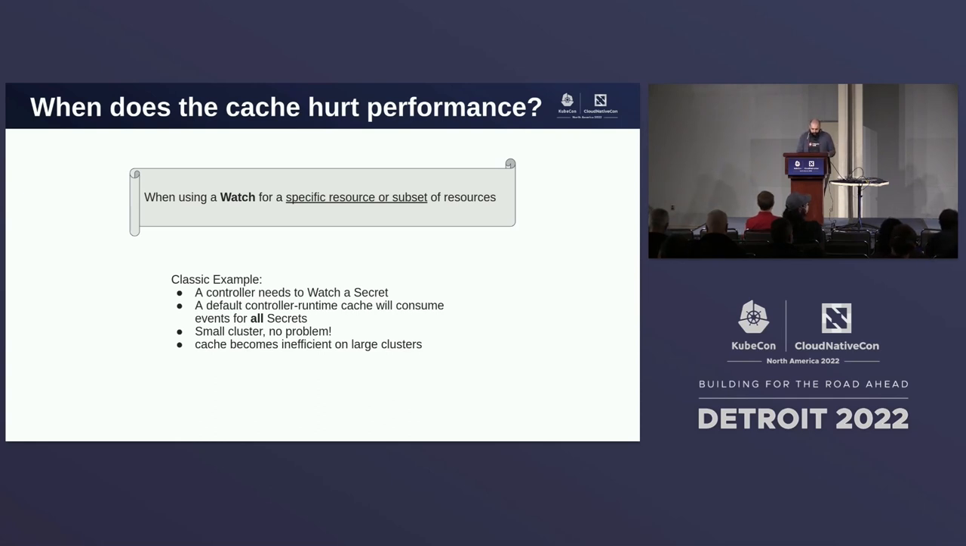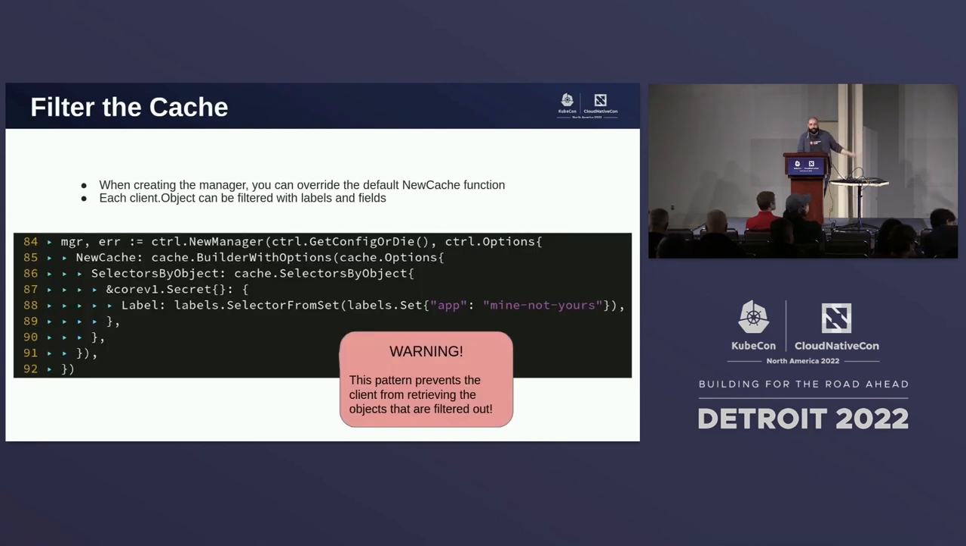So how do we avoid this? Using the controller runtime, we can now add selectors by object when we are establishing the cache. And what this does is it filters out those events from ever making it into the cache. Now, I've got this big in red here so that you will not accidentally do this. It's a big gotcha. Those events don't exist to your operator. So in this case, we're only watching my secret, not yours. So your operator cannot see those other secrets, which you might even consider a feature.